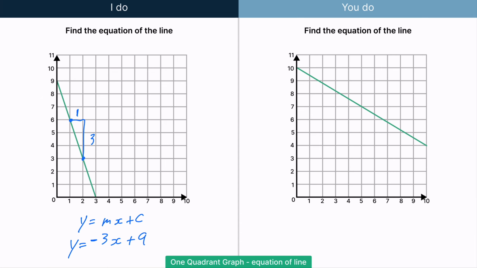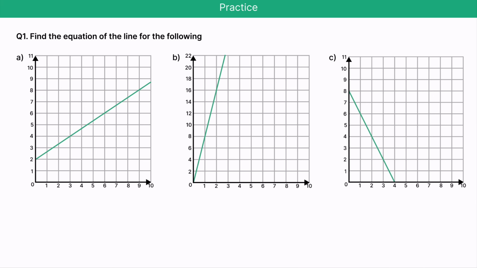Okay? So again, hopefully you've pressed pause and had a go at this example here. Y is equal to mx plus c. The intercept is 10. If I pick two nice points, so I can pick that one there and that one there. And if I draw my triangle, I can see that goes across by 5 and it goes up by 3. So that's going to be 3 over 5x, and it's going to be negative because it's got a negative gradient on the graph.